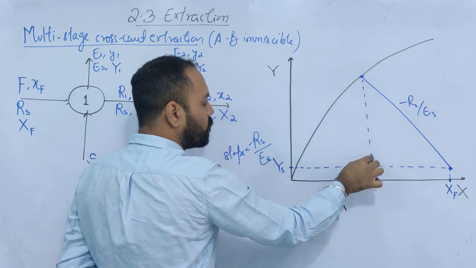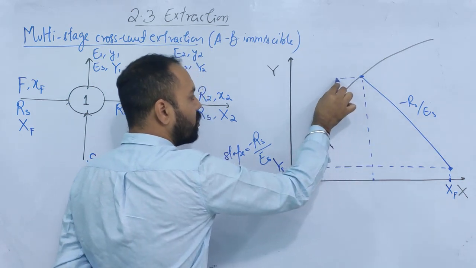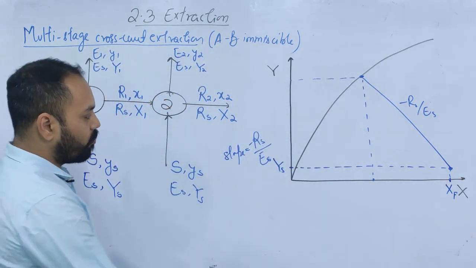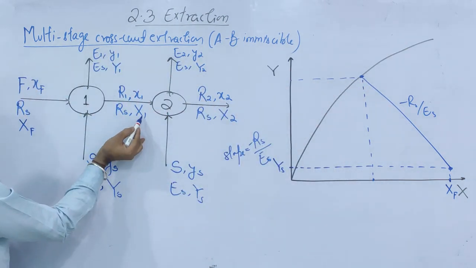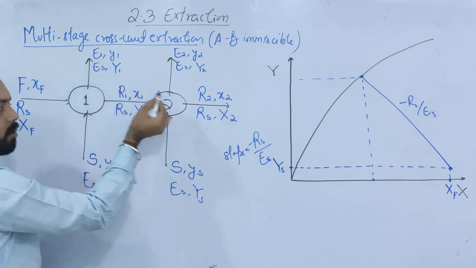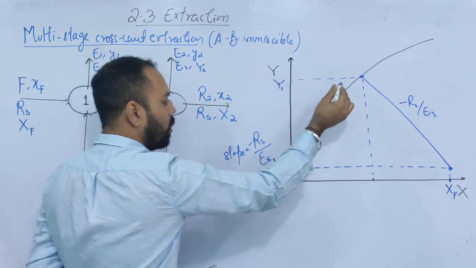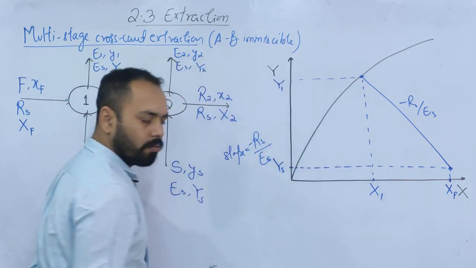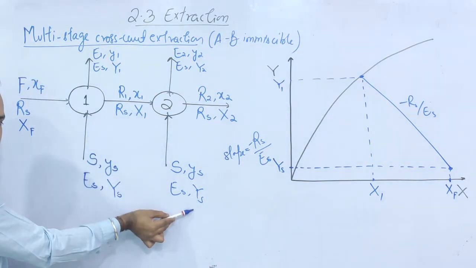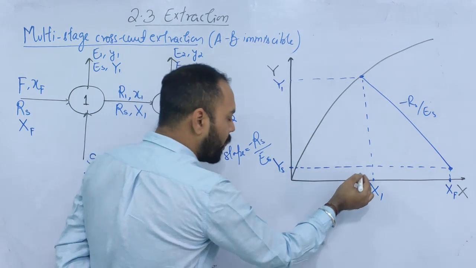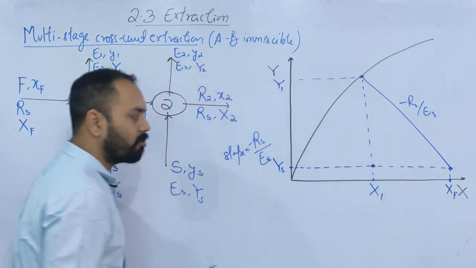So can you guess which point is this and which point is this? Now this point lies on the equilibrium. It must be x1 and y1. So this one is y1 and this one is x1. Now these two, x1 and ys, must be related by the operating line. So the next operating line must start from here. This is x1 and ys.